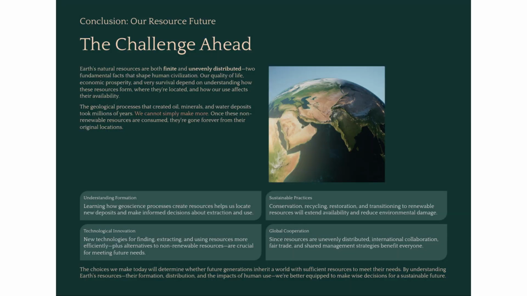Ultimately, our continued ability to thrive depends on understanding where Earth's resources came from and how quickly we are using them up. The fact that resources are unevenly distributed means global cooperation is a must. By constructing scientific explanations, designing sustainable technologies, and practicing conservation, we can ensure that we meet our current needs while also protecting the resource systems that future generations will depend on.